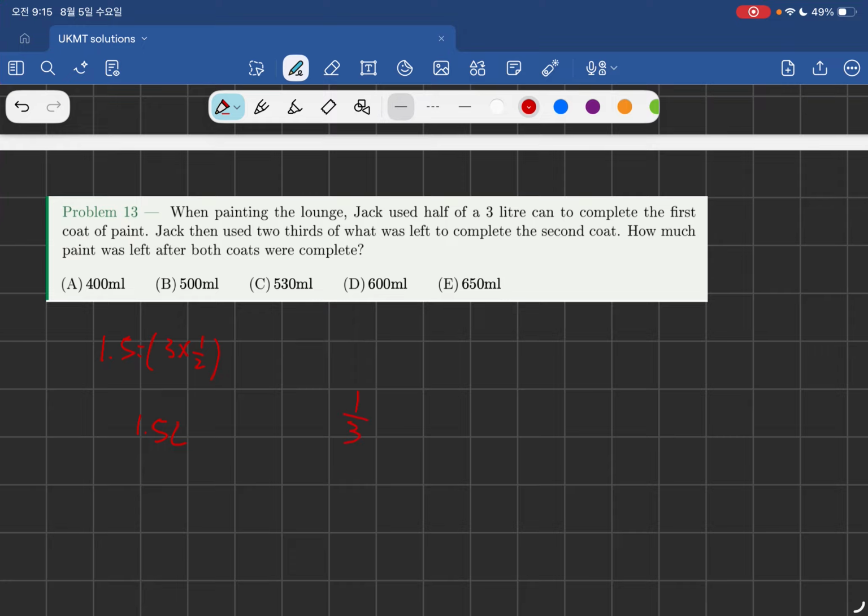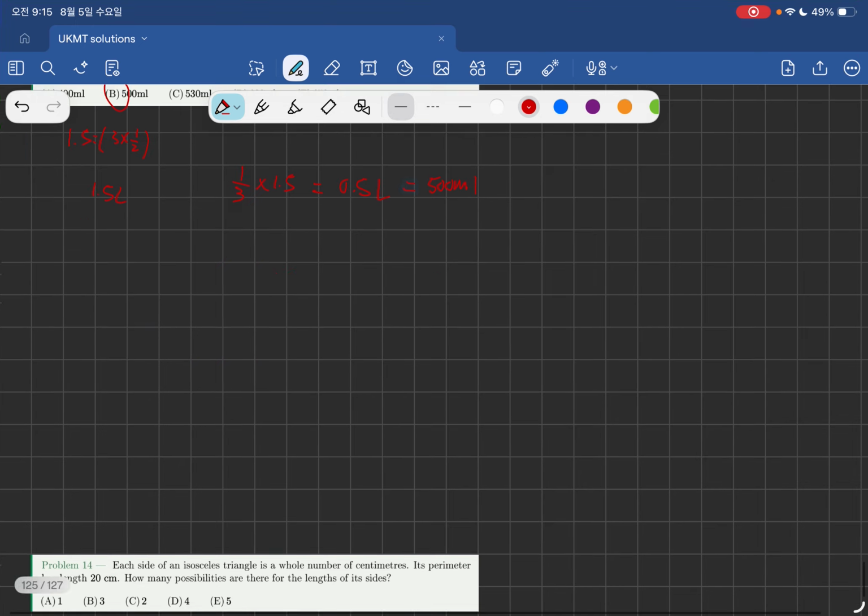one third of 1.5 liters was left. That means 0.5 liters were left, and 0.5 liters is equal to 500 milliliters. So B is the correct answer.